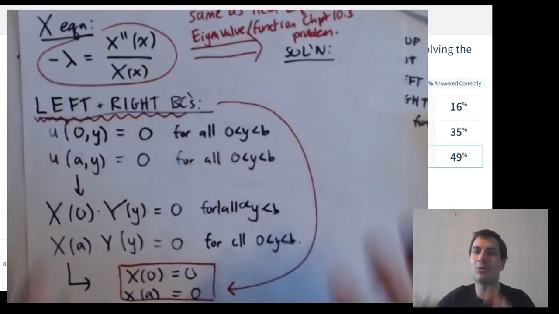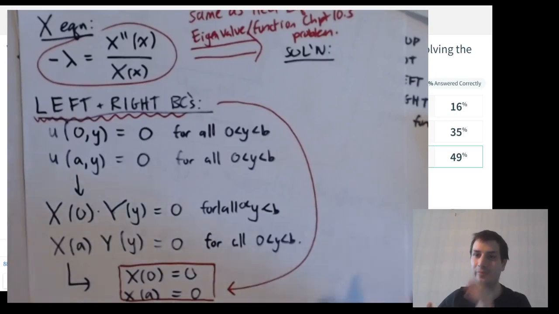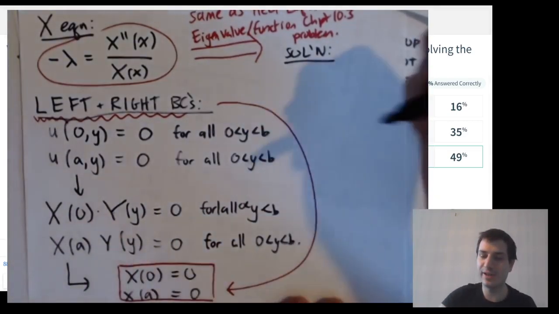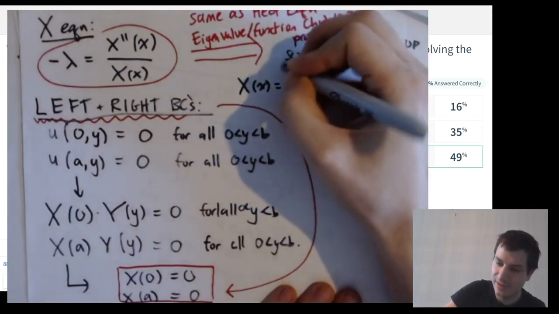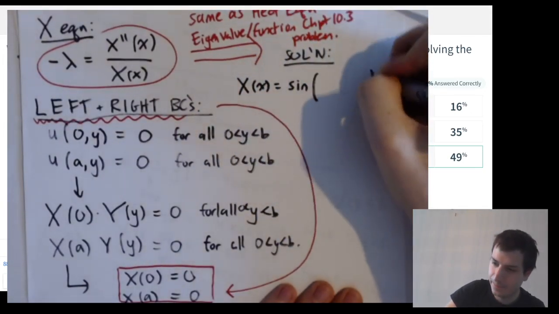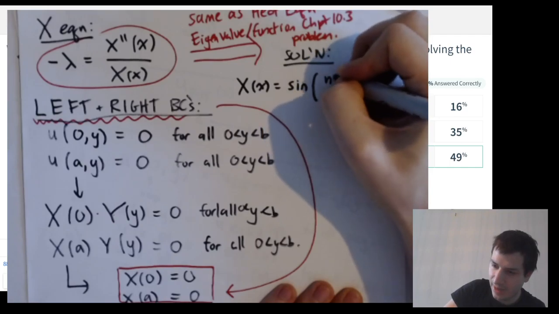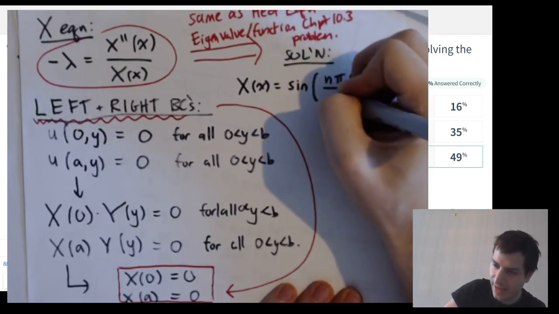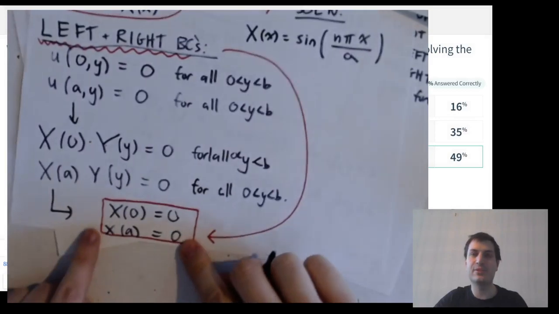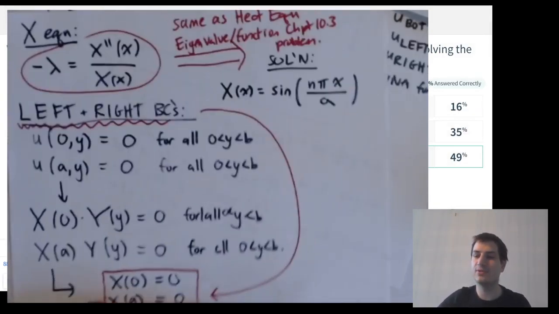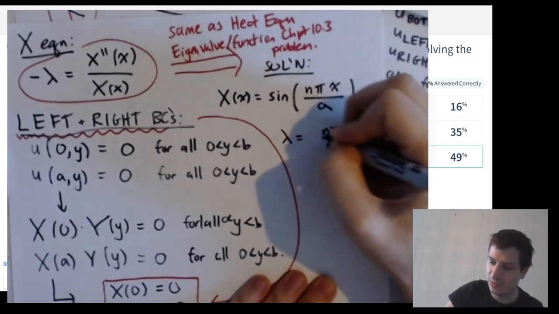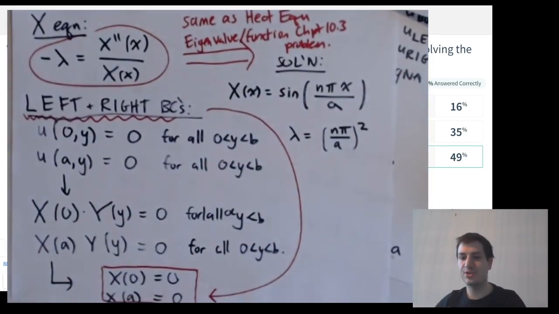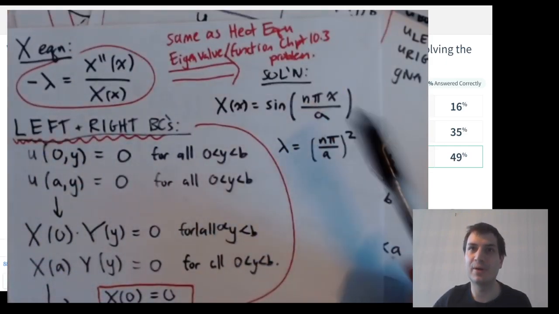But today we're learning a different skill than that, so I don't want to spend a lot of time doing that over and over again. The solution is that X of x is a sine function. It's the sine of n pi x over a. The a came from this boundary condition that X of a equals 0. And lambda is n pi over a squared. So this is the solution to that boundary value problem that we've done a bunch of times before.